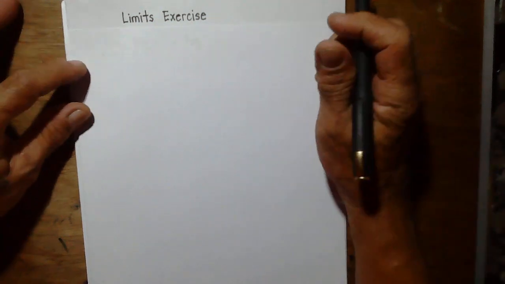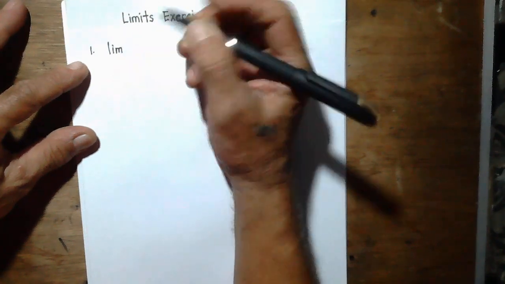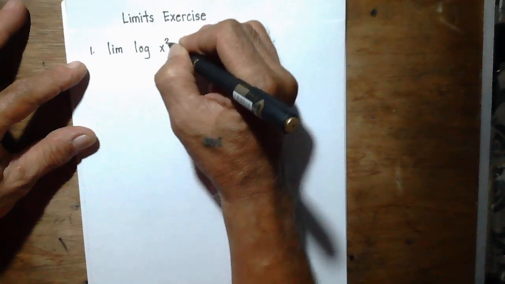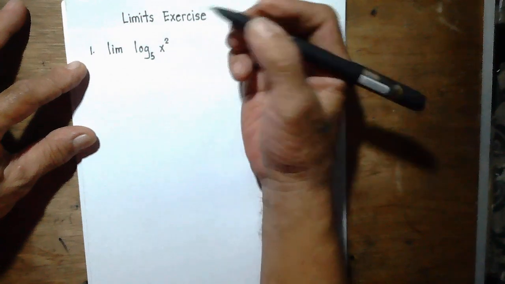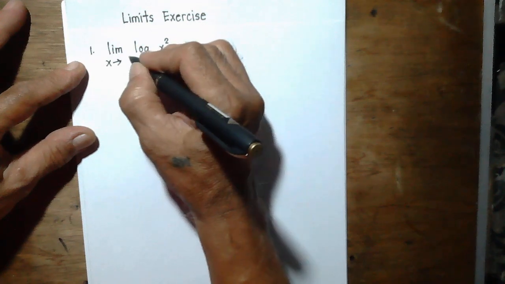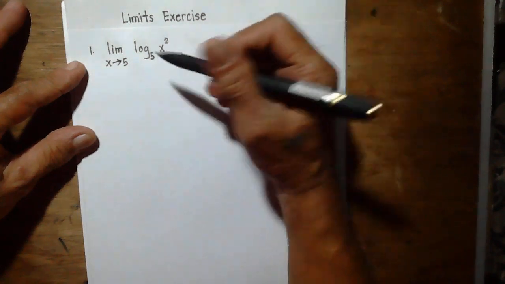What we're going to do now is to answer some limit problems, and we call this exercises on limits, or limits exercise. And we have here some examples. Example number 1, we have the limit of logarithm of x squared to the base 5 as x approaches 5. And this is a limit problem or a limit exercise involving logarithms.